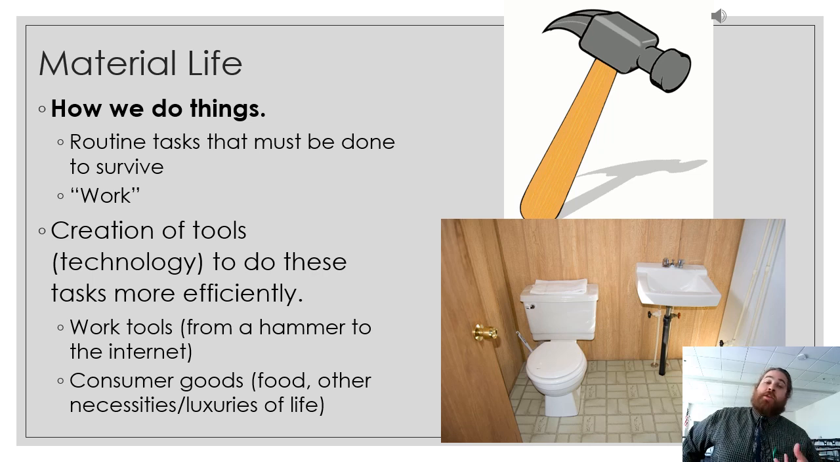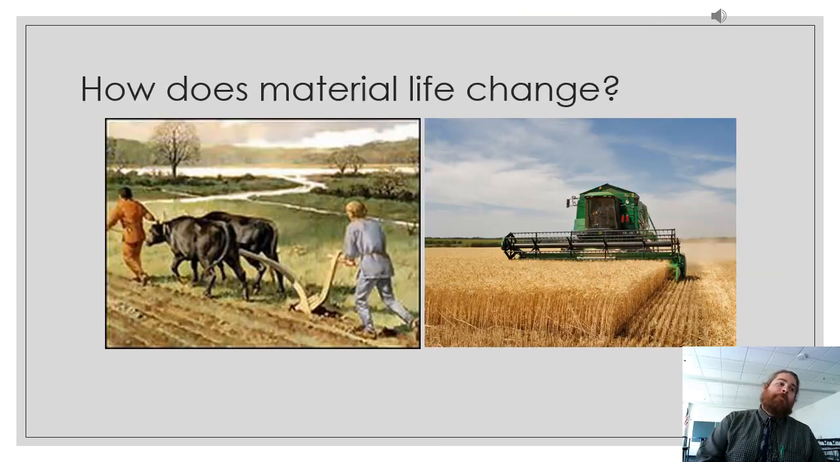And so in history, and as well as today, we're always creating new tools, technologies to do these tasks more efficiently. And so work tools, from a hammer to the internet, have changed the way that we work. Consumer goods like deodorant change the way that we relate to each other and even the way that we smell. And so when we're looking at material life, we are looking at the tools and ways in which we do things. So material life is going to change with technology.